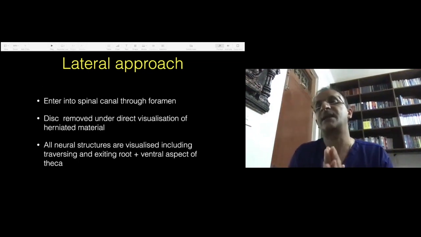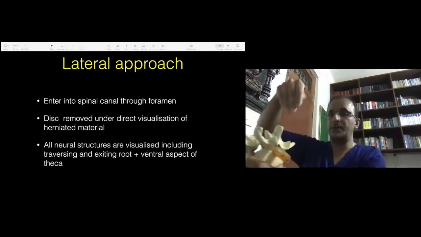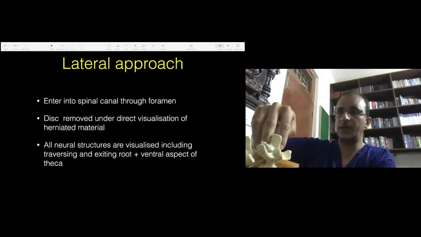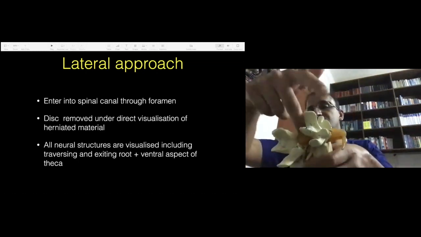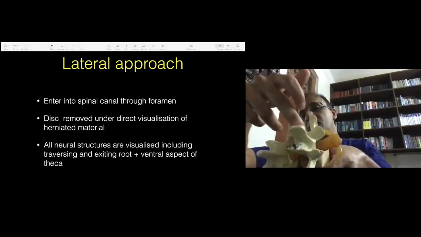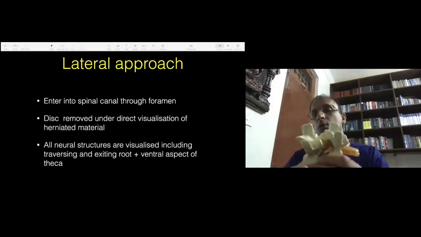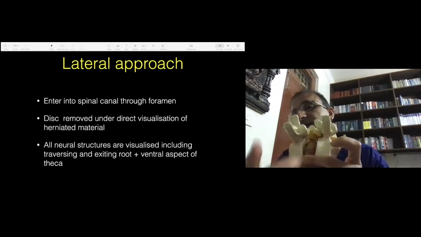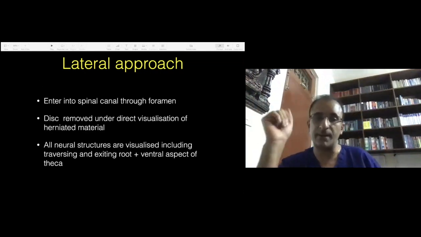Participants need to understand that when we are going posteriorly, we create a window here. Either we cut the interlaminar space, or we do a laminotomy, whatever, and then we go in. Here, God has already created a foramen for us. So I'm using that window, but I want to see the neural structure. So I enter into the spinal canal through the foramen.